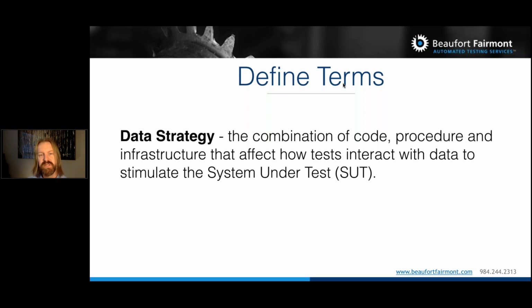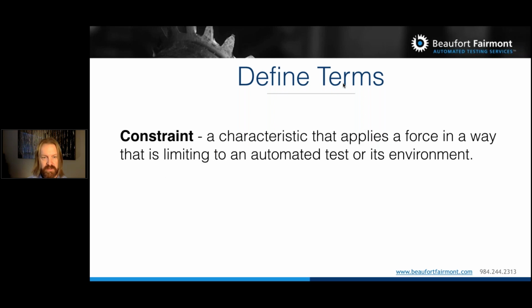It's a working definition. Please reach out to me if you have considerations for this definition or ways that it can change and be better. I'm always looking to learn more and to sharpen my thinking about this and other things. A constraint: I'm using the definition here that a constraint is a characteristic that applies a force in a way that is limiting to an automated test or its environment.